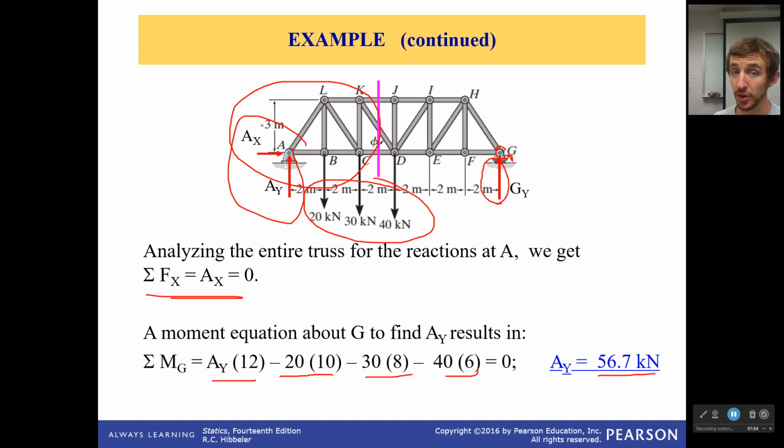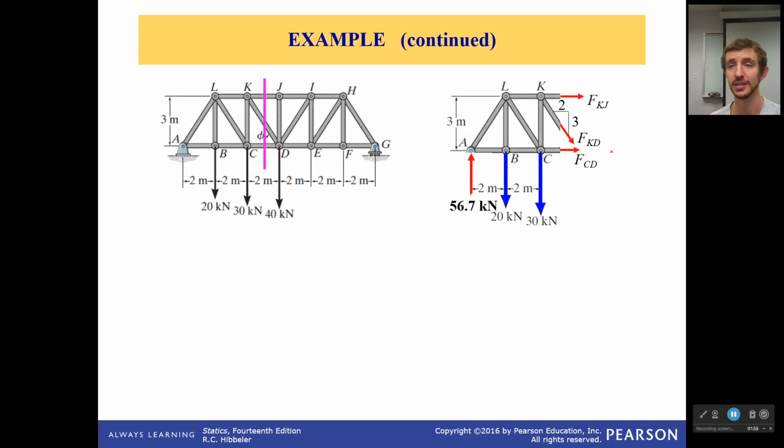So I know all the unknowns on this side before my cut. And now I cut. I'm left with something that looks like this. I get the slope triangle just by looking at the geometry. It goes over 2 and down 3, so 2/3. I know what these are, 56.7 kilonewtons going up, 20 kilonewtons, and 30 kilonewtons right here. And now I've got to solve for all of these.